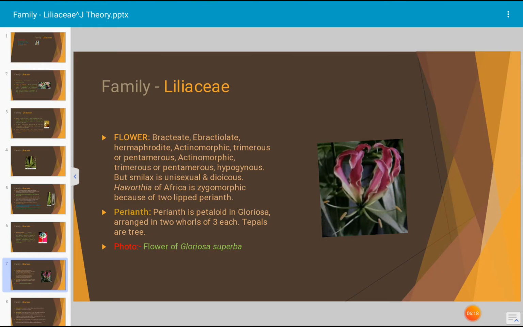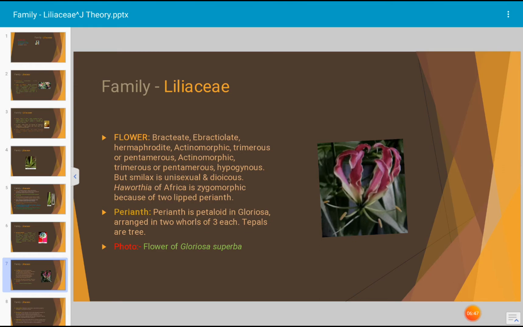Tri means three. Three petals are present in the flower, or in some plants 5 petals are present in the flower. Such flowers are described as pentamerous. If the petals are 3, it is a trimerous flower. And it is hypogynous. Ovary is superior because the calyx, sepals, petals and stamens originate from the base of the ovary. Such an ovary is described as superior, or it is also known as hypogynous ovary.